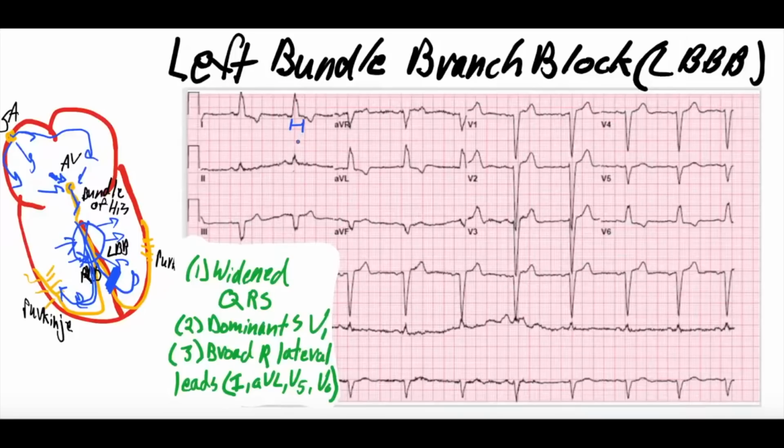If we count the little boxes, this one is widened. I know it's a little blurred. It's probably hard to count all the little boxes here, but this is greater than 120. So we have a widened QRS. You can go to any of the QRS intervals on this EKG. All of them are widened.